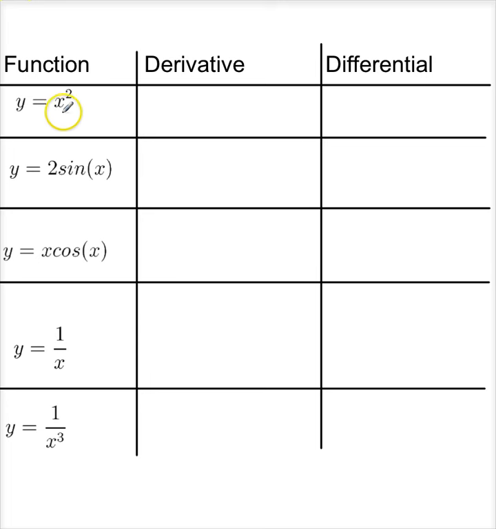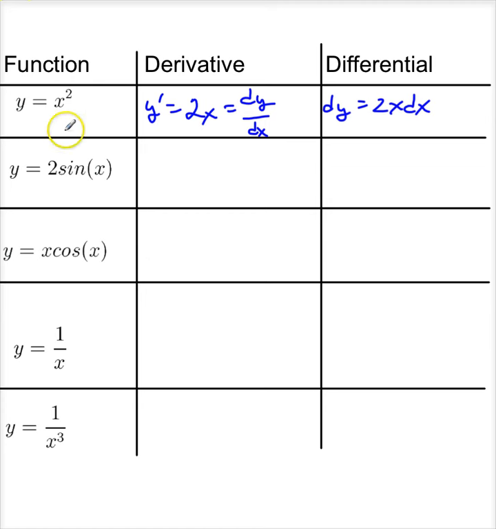If I have the function y is x squared and I ask for the derivative, you will put down y prime is 2x. You could also put down this is equal to dy dx, and you're going to see why I write it this way in a second. If I ask for the differential form, you put dy is 2x dx.